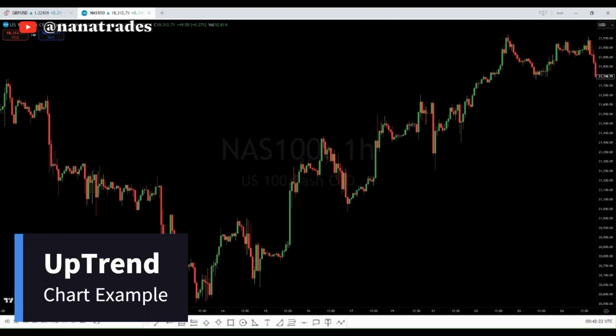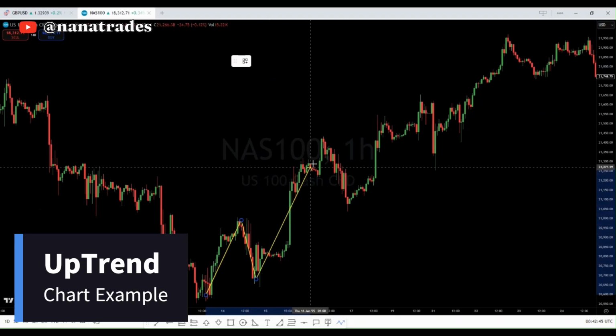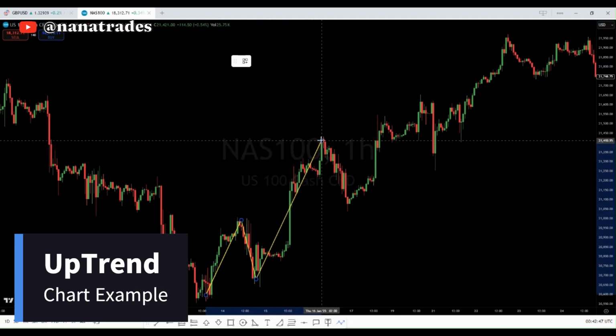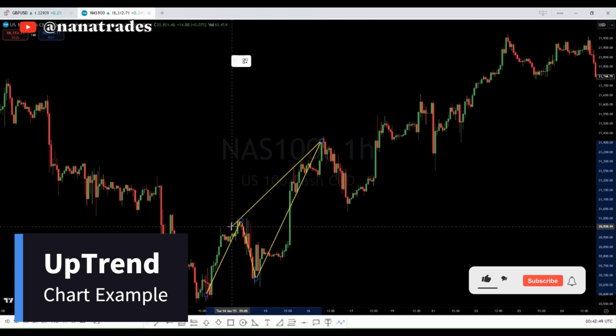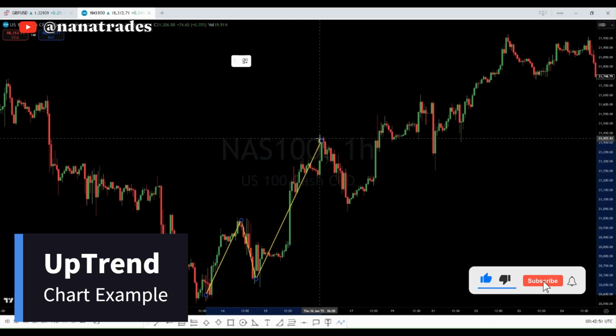Let's now look at a scenario where price was in an uptrend. Okay. So we could see from this chart that price started from this low and went high. Then price dropped lower. So it created what? A low that is higher than the previous low. So we call this a higher low. Then pushed up to create a high, which is higher than the previous high. And so we call it a higher high.